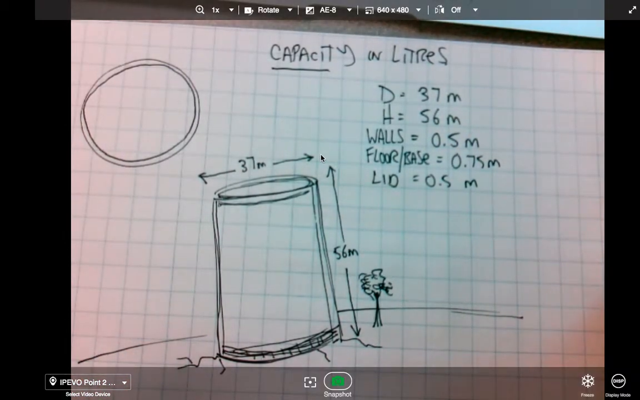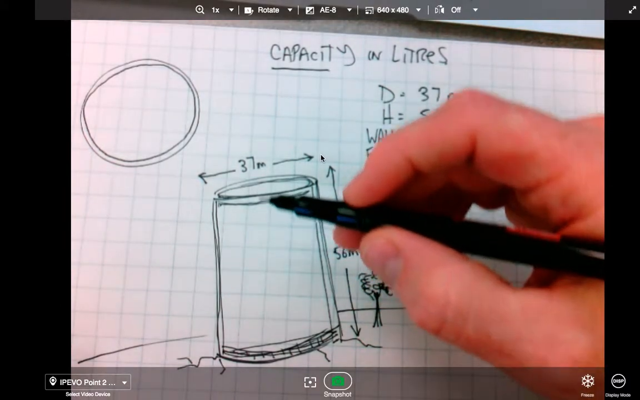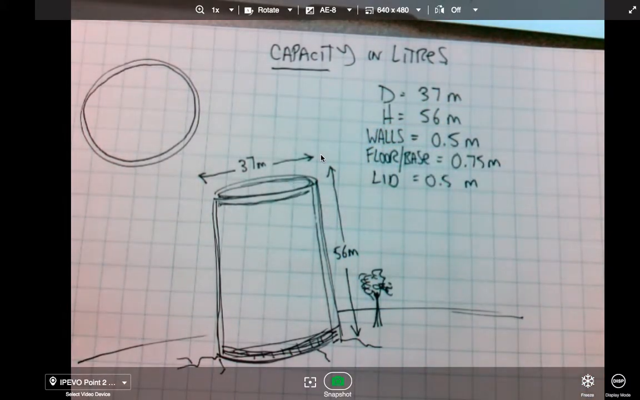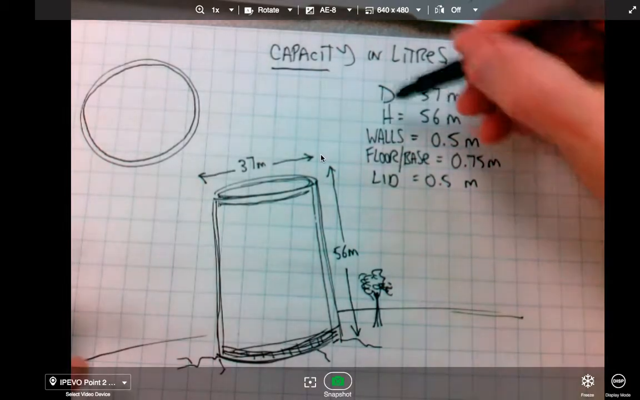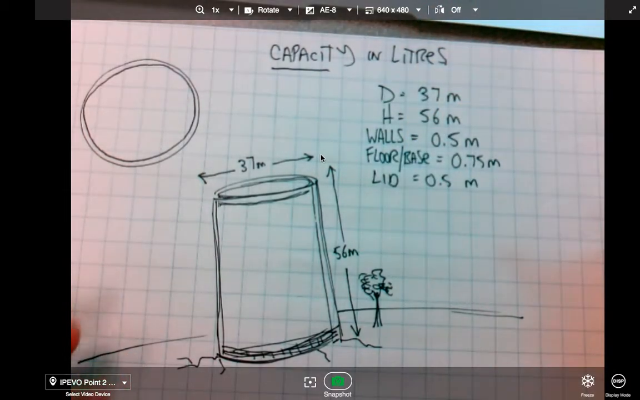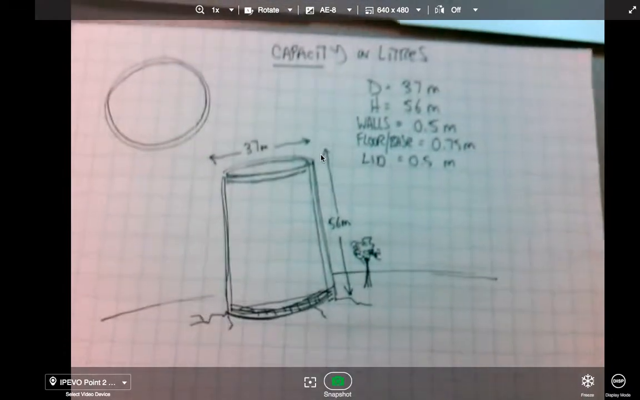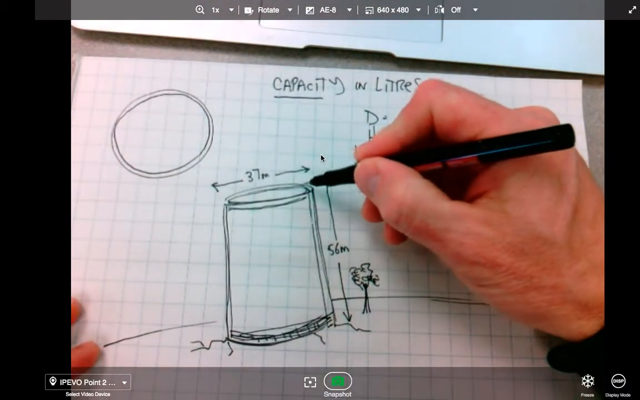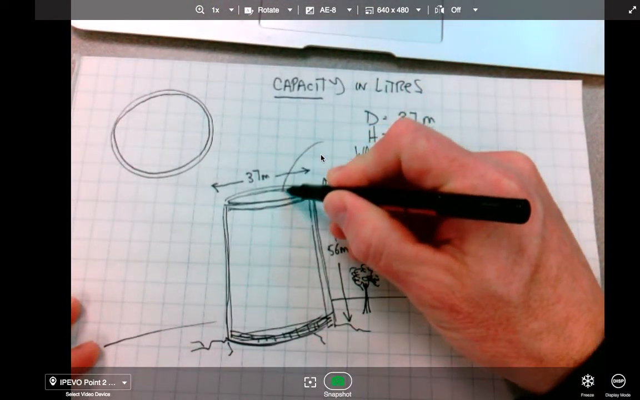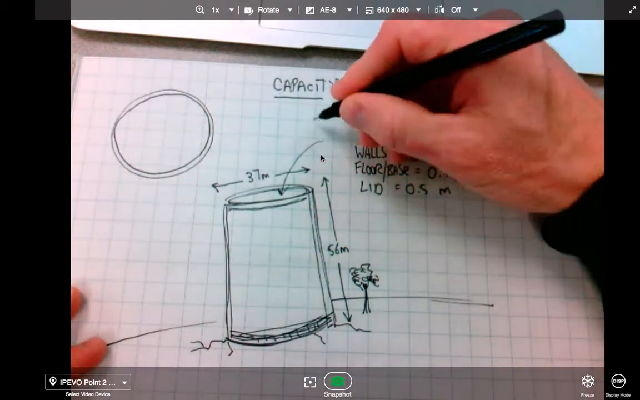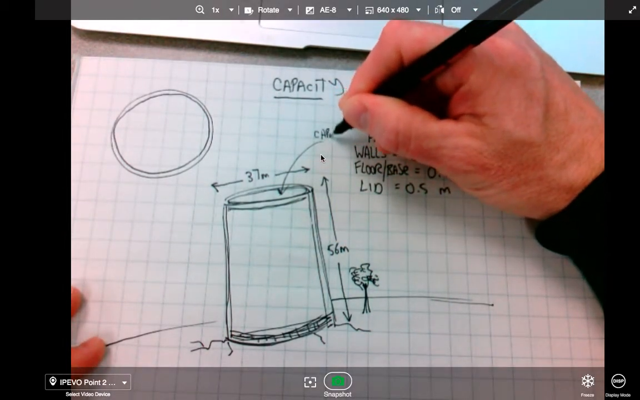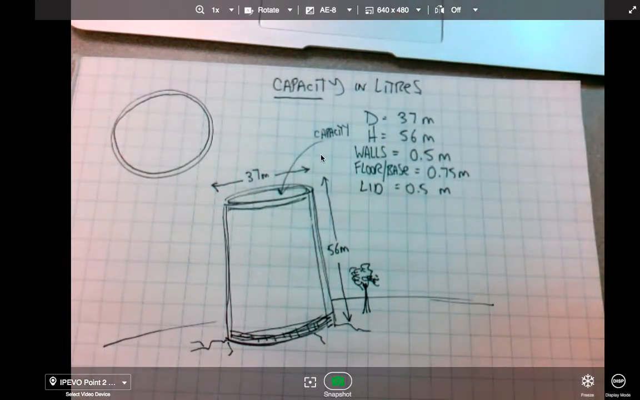So really what that means is there are two cylinders, right? There's an outside cylinder, and then there's a cylinder on the inside. We're dealing with two cylindrical shapes. And this is the information that we're given. So what we need to do is find the capacity of how much the cylinder holds. So what is the capacity? How much does this thing actually hold?